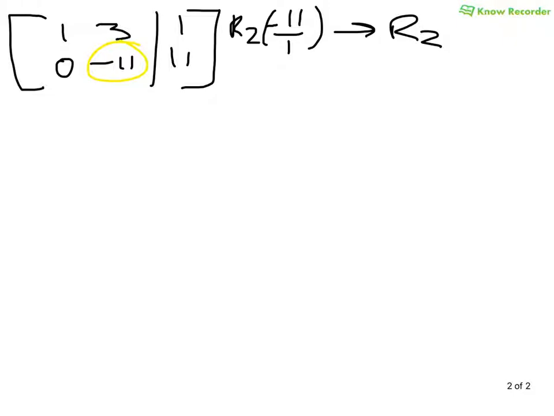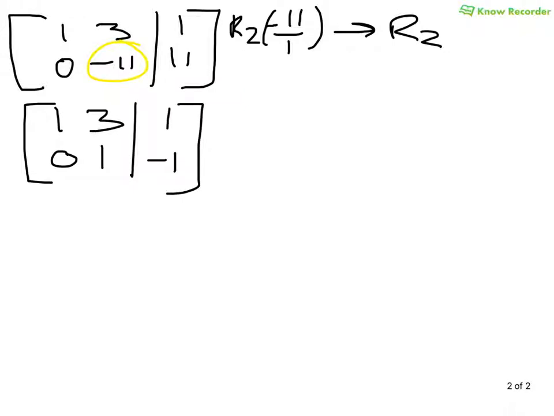So negative 1 over 11 times 0 is still going to be 0. Times negative 11 is going to get us 1. And over here, it's going to get us negative 1. Our top row stays the same. Now, our next step is to get this 3 to equal 0. Because remember what our end goal is. Our end goal is 1, 0, 0, 1, and then some number, some number.